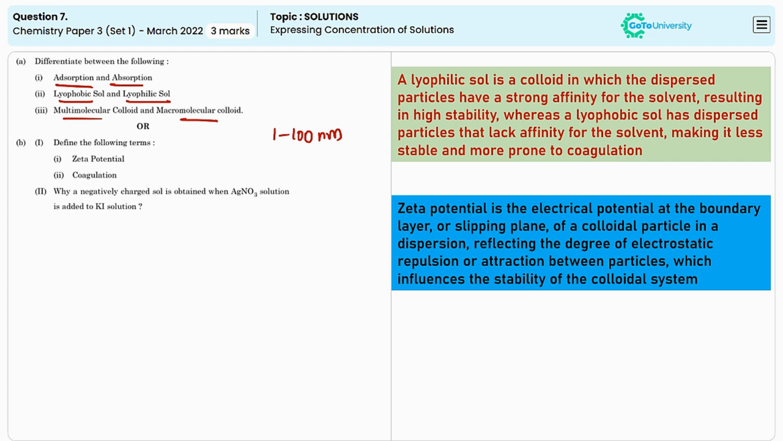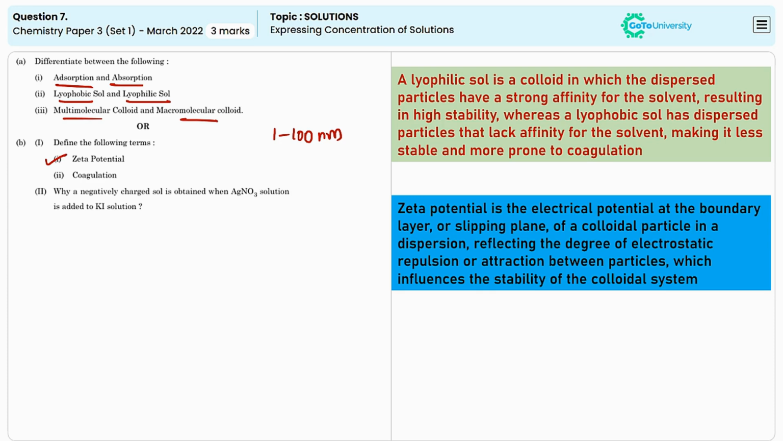In the second question, we need to define the given terms. The first one is zeta potential. Zeta potential is the electrical potential at the shear plane of a colloidal particle in a dispersion. It measures the magnitude of the electrical charge on the particle surface and is an important indicator of colloidal stability. This is the difference in electrical potential between the dispersion medium and the surface of the dispersed particles, measured at the shear plane where the particles interact with the surrounding liquid.